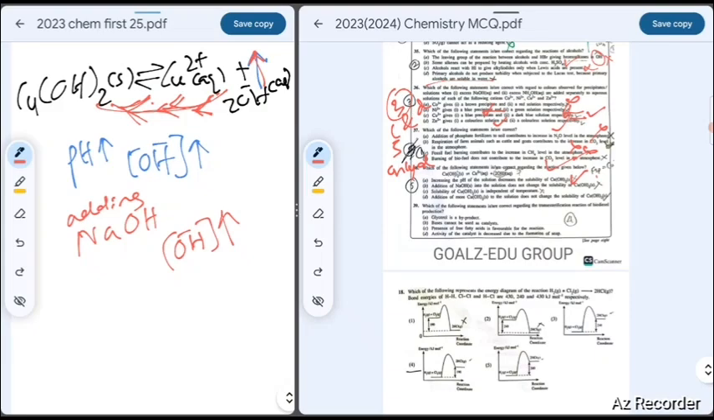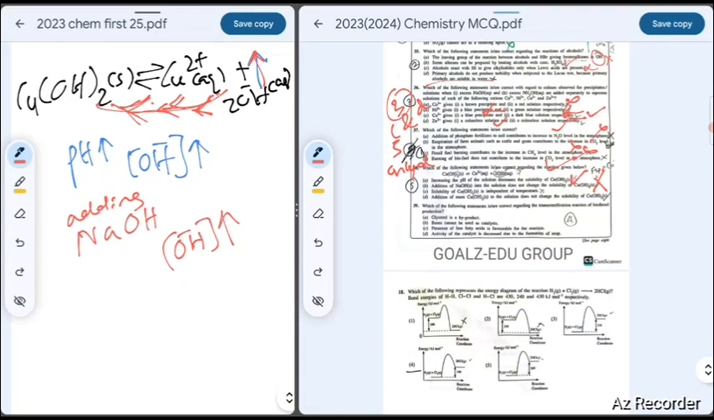So what they say, addition of sodium hydroxide solid into the solution does not change the solubility of Cu(OH)2, that is wrong. Right? Why? Because it decreases the solubility of Cu(OH)2.